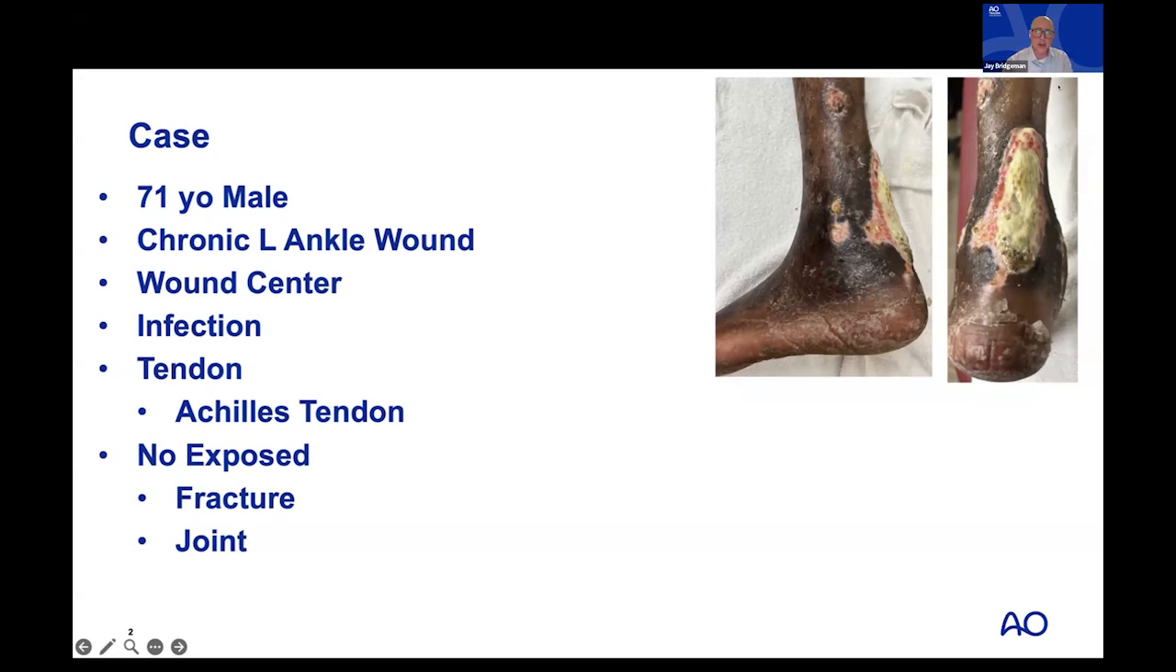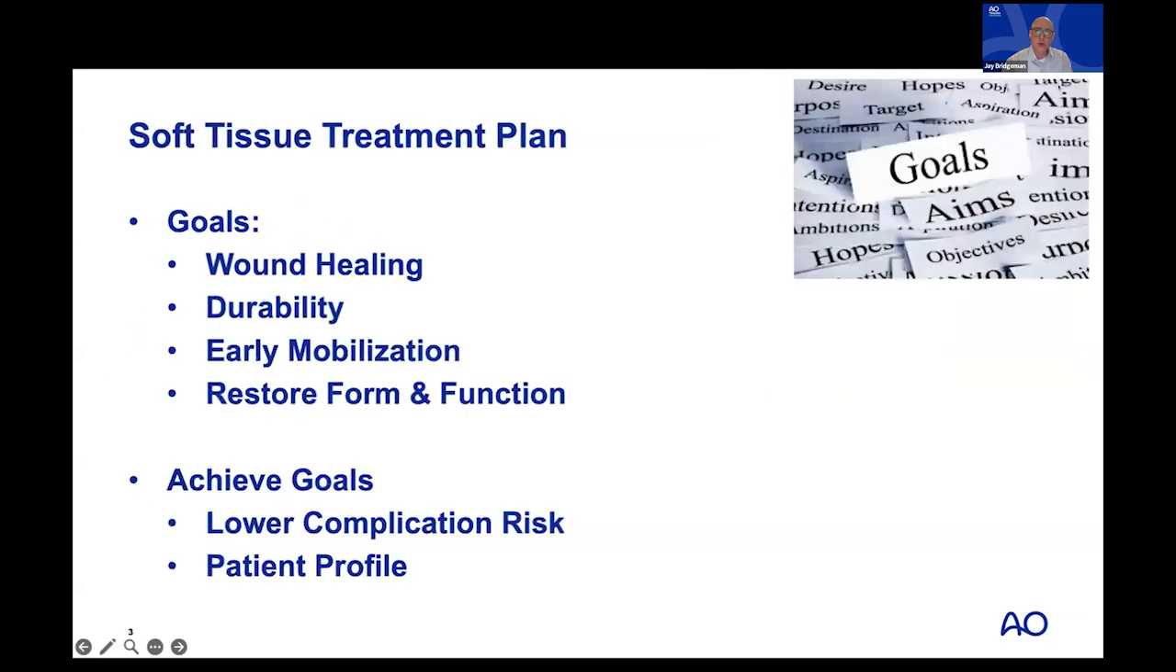Fortunately, he had no exposed fracture of the ankle. There was no exposed ankle joint. It's just kind of the exposed Achilles tendon. So, when I'm thinking about the goals for this type of wound, well, of course, we want the wound to be healed, but it needs to be durable. Sometimes our treatment plans lead to a healed wound, but it's not durable, and patients will have chronic issues with the wound breaking down with shoe wear or as they become more active. Ideally, any treatment plan, we'd like to have early mobilization, and we want the tissue that we get to heal there to restore form and function.